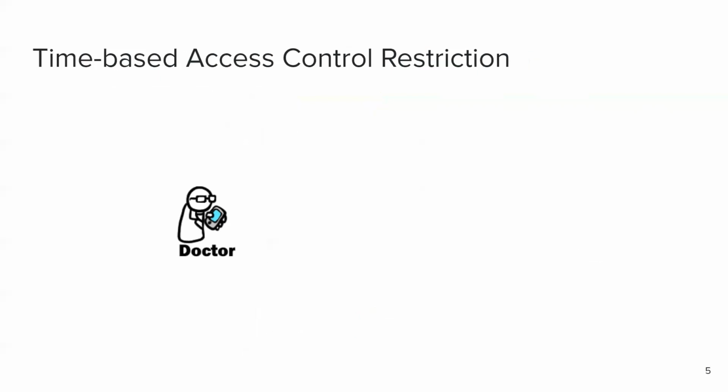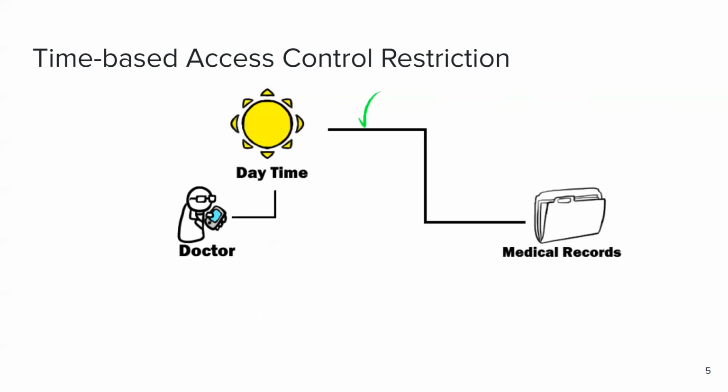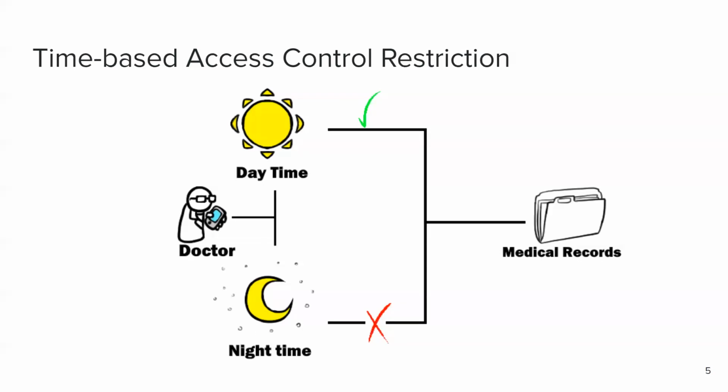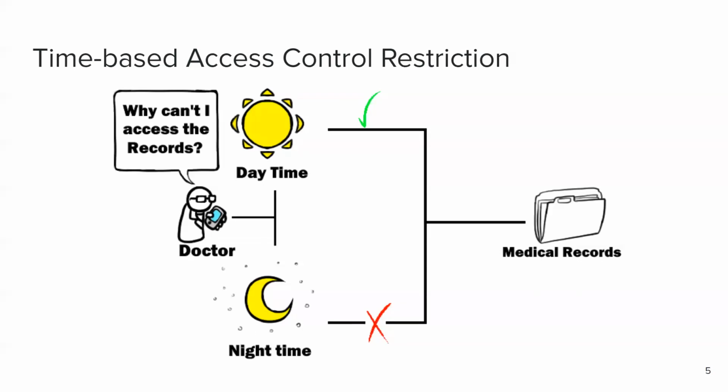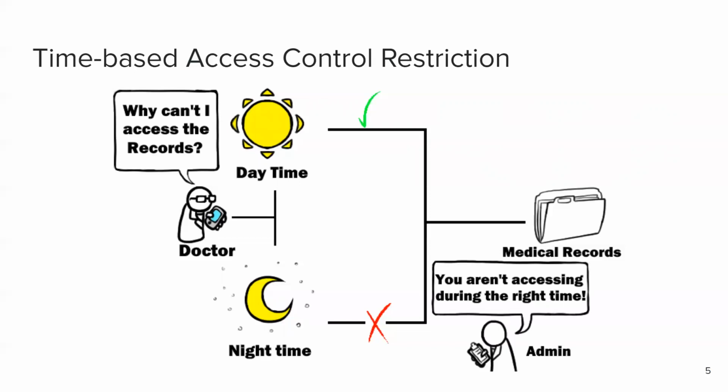And the same can go for time, where let's say the policy is that doctors should only be able to access medical records while in the daytime. So if a doctor tried to access those records in the daytime, the system would grant them access. If the doctor tried to access those records during the nighttime, the system would go ahead and deny them. And if they were to ask, well, why can't I access the records? It's because they're not trying to access them during the approved time period.